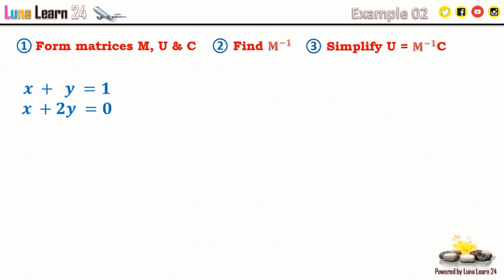So here we have x plus y equals 1 and x plus 2y equals 0. Like previously, 3 steps. Step 1, form the matrices M, U, and C. Step 2, find M inverse. Step 3, simplify U equals M inverse times C.